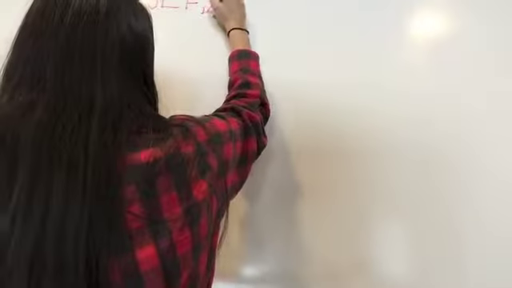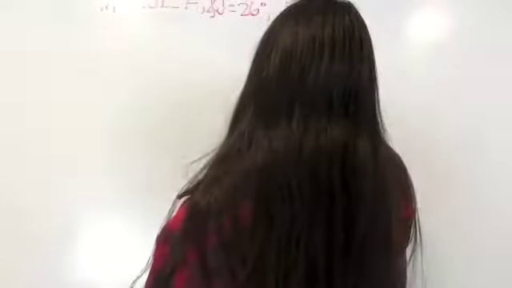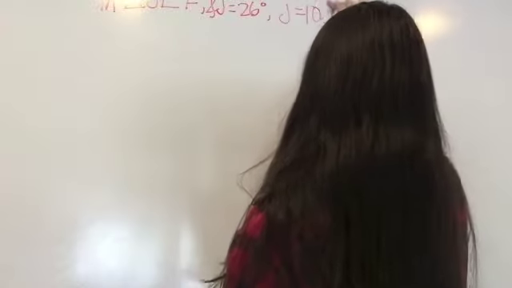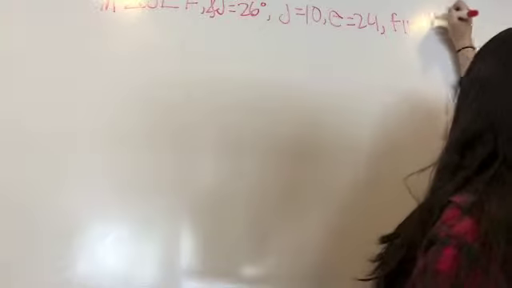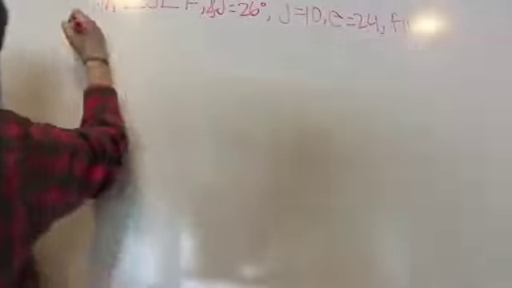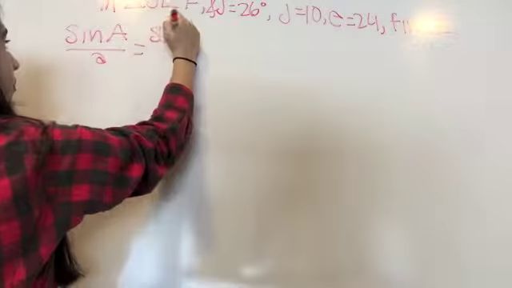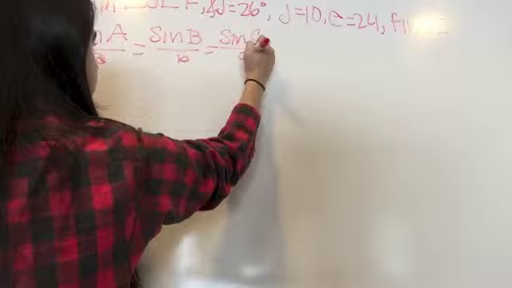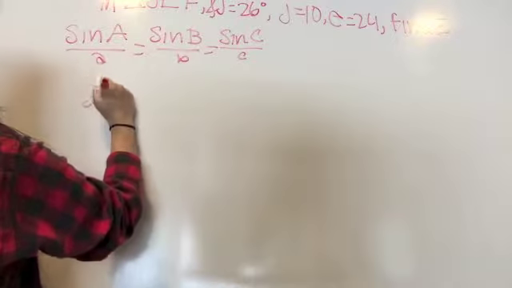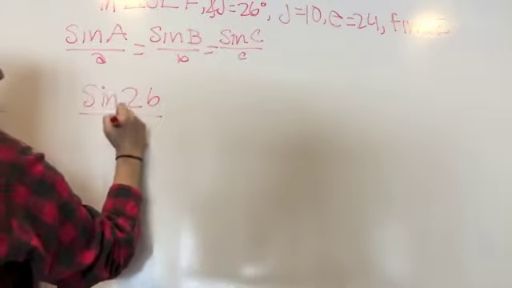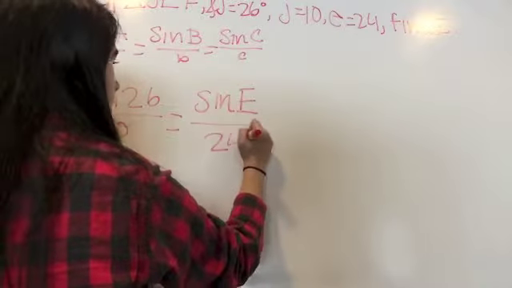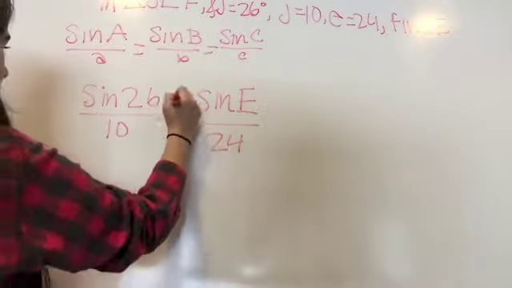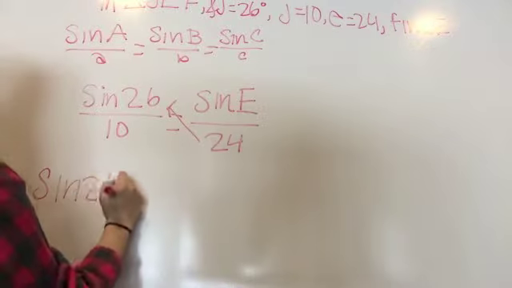For our next problem, we will do another law of sines example. In triangle JEF, find angle E. We will begin by again writing out the law of sines. Sine of A over A equals sine of B over B equals sine of C over C. Then we fill in our corresponding values. Sine of 26 over 10 equals sine of B over 24. We can then move 24 diagonally, and we get sine of 26 times 24 over 10 equals sine of B.